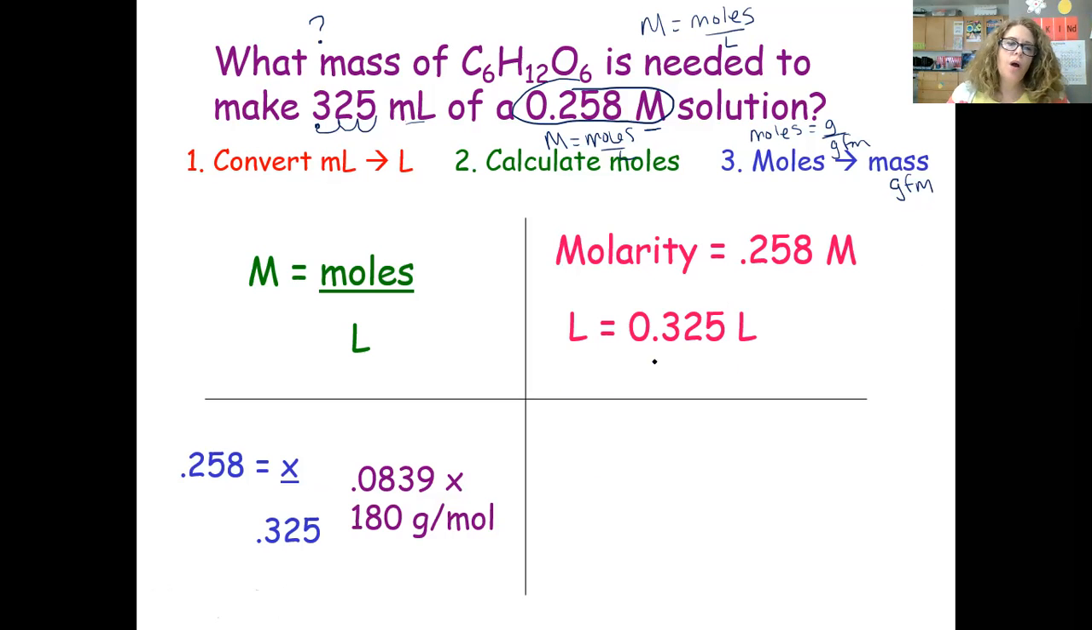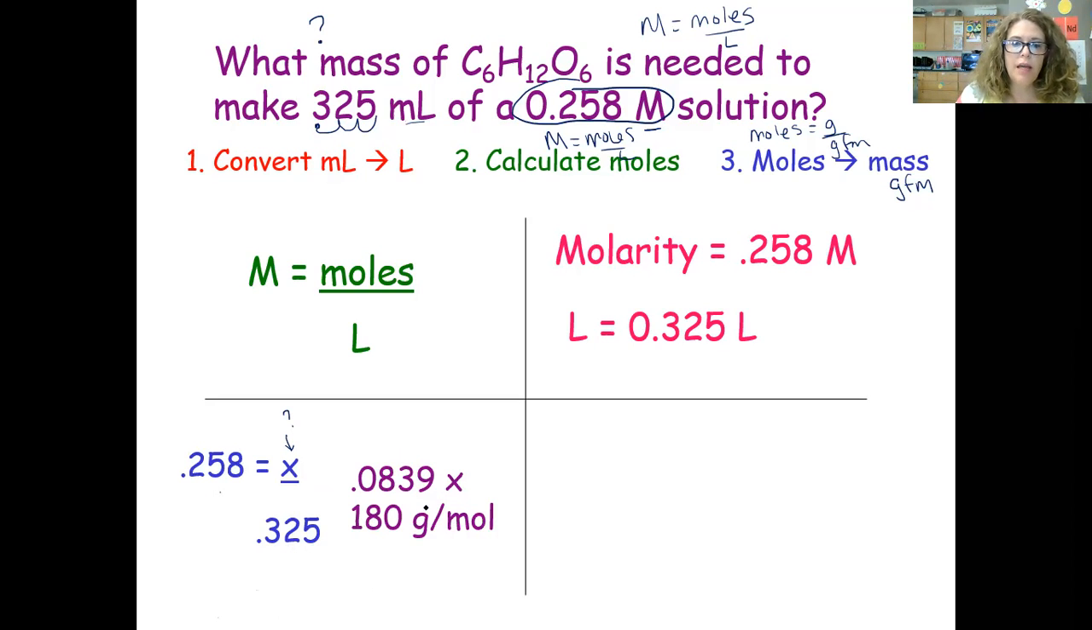Okay, so this is my liters, here's my molarity. So I take my 0.258 molar, right? Molarity is equal to moles, that's what I'm looking for, correct? Divided by my liters of solution, which was the 0.325. And so now that is going to be equal to 0.0839.